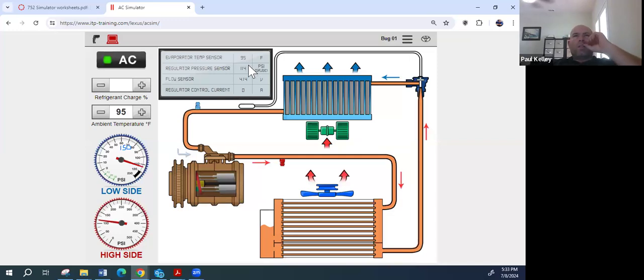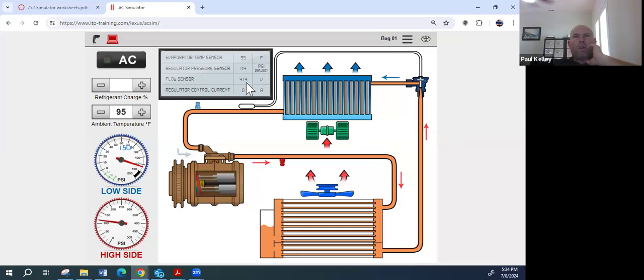Now, what about the PSI? Regulator pressure sensor. So this is a pressure sensor. It's saying 114 PSI. Does that pressure sensor seem logical? Think that's accurate? Because that's about what we got when we hooked the gauges up. So we're just checking, are the inputs and the sensors seeming like they're okay?